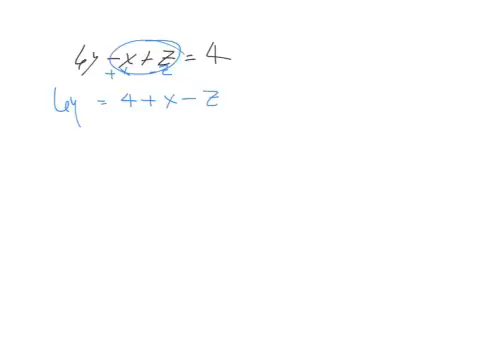You can do them one at a time, but sometimes it's easier just to get rid of all of them at once. So if there's a minus z, we're going to add it to the other side. If there's a plus z, we're going to subtract it from the other side. Alright, can't combine any of those because there's nothing common. So now we're going to divide. And that gives us y equals 4 plus x minus z, all over 6.